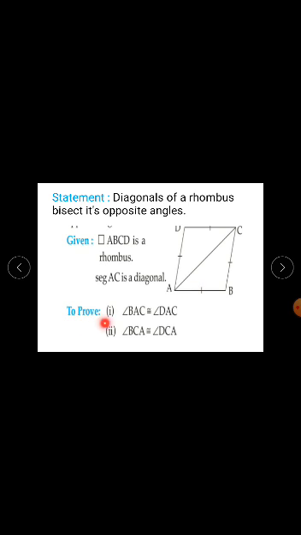So, what you have to prove? Angle BAC is congruent to angle DAC. Diagonal bisects its opposite angles. So, you have to prove that angle BAC is congruent to angle DAC and angle BCA is congruent to angle DCA. This you have to prove.